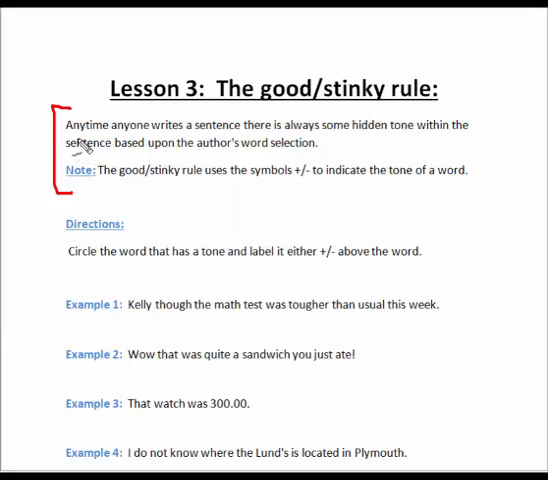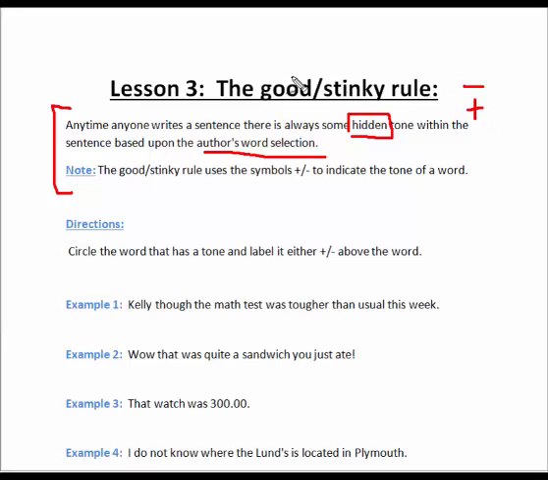Let's get a definition. Anytime anyone writes a sentence, there is always some hidden tone within the sentence based upon the author's word selection. Let me give you an example. He picked at his food. The tone on that, negative. It feels like it wasn't a very delicious meal, so he picked at it. He gobbled his food down. Well, when you gobble your food, you're doing it fast. You maybe can assume that that is positive.